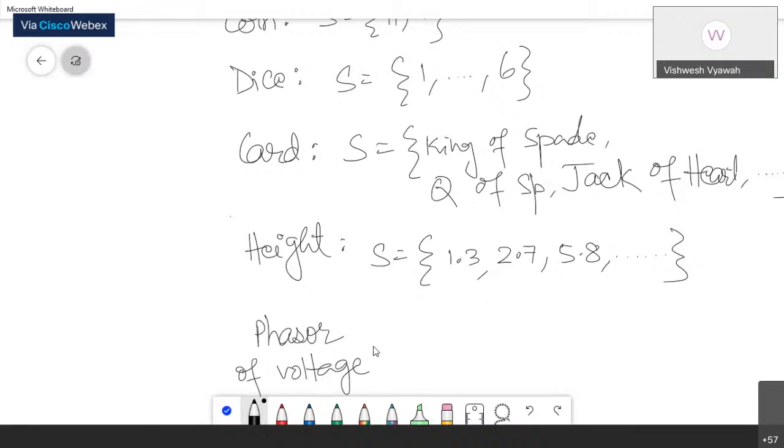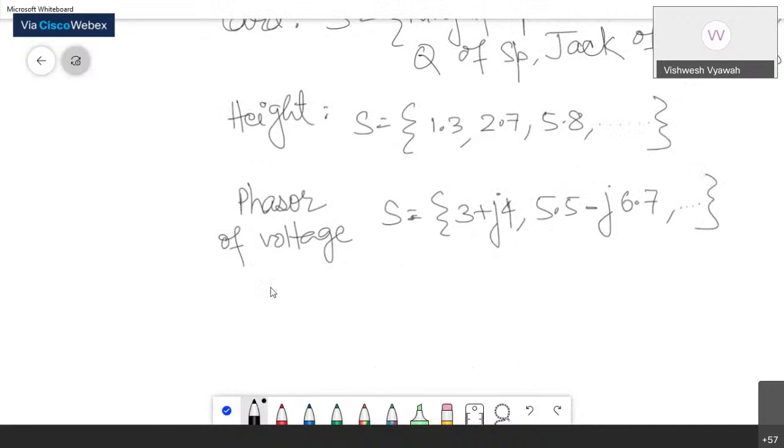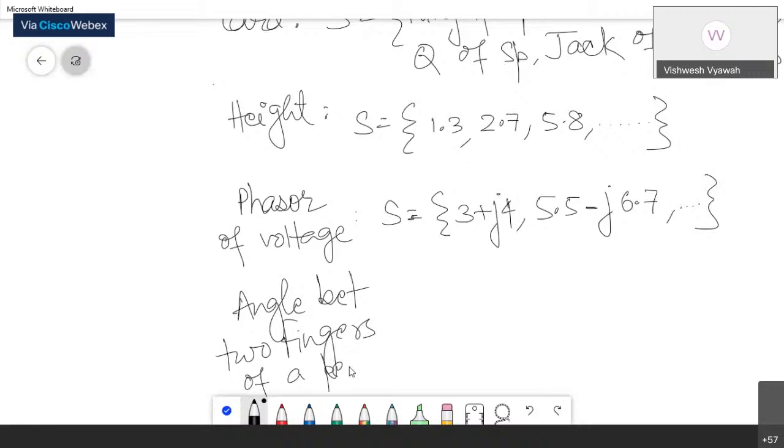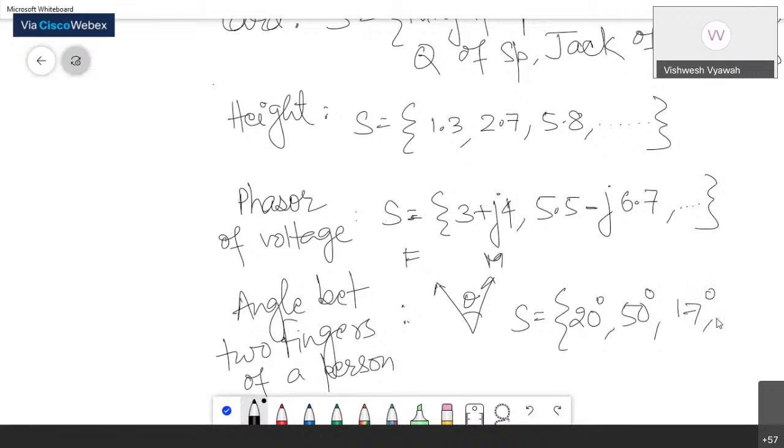Okay, right. Then maybe your sample space will have some complex numbers: 3 plus j4, 5.5 minus j6.7, and so on. Let's say you try to find out the angle between two fingers of a person. Just hypothetical. The forefinger and the middle finger, and you try to find out this angle theta. Your sample space will have angles in degrees, say 20 degrees, 50 degrees, 17 degrees, and so on.